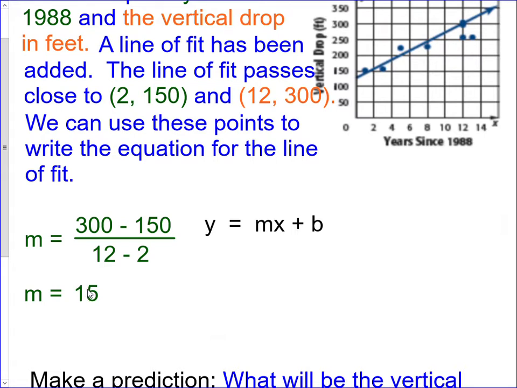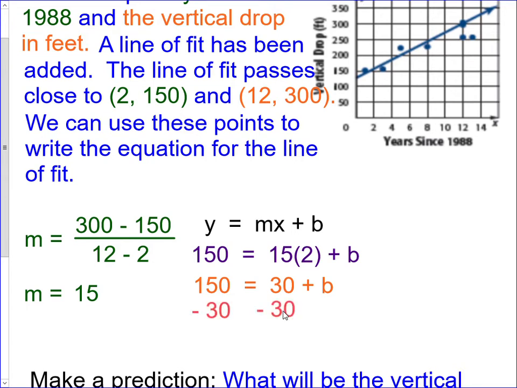Now I can take this slope of 15 and plug it into my slope-intercept formula. So I'm going to replace the m with 15, and I'm going to replace the x and y with one of the ordered pairs. I chose to use (2, 150). Now I'm just going to try to isolate b. So the first thing I need to do is simplify 15 times 2. That gives us 150 is equal to 30 plus b. Since we're adding 30 and b, I need to subtract 30 from both sides. When we do that, we see that 120 is equal to b.